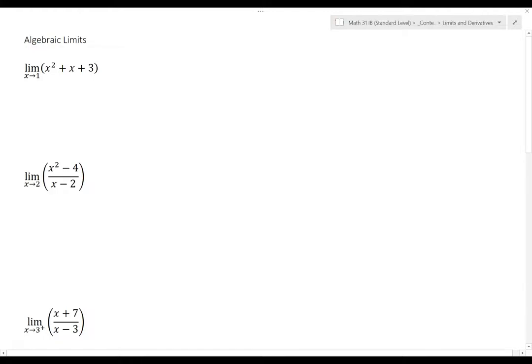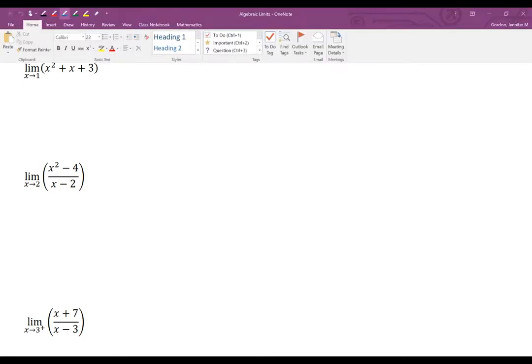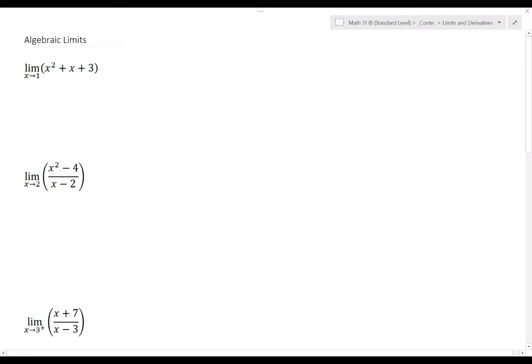Hello everyone. In this video, we're going to explore how we can evaluate limits algebraically. So the first thing to note is if I have a continuous function, then the limit of the function at a particular value of x is actually going to be the value of that function at that value of x. So here's the notation: the limit as x approaches 1, for example, of x squared plus x plus 3.